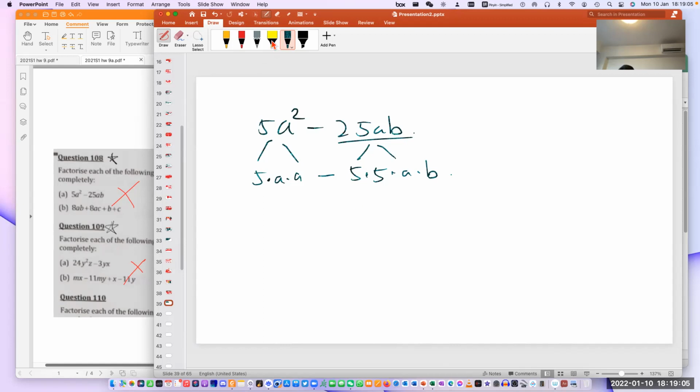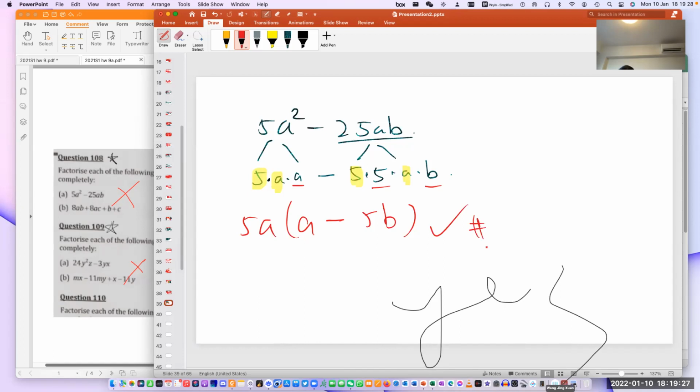So you see that, hey, I have 5 common, I have a common. That's all. So take out my 5a. If I take out my 5a, a is left, minus 5b. Are you clear? That's how you factorize, and this is the answer. Okay, pretty fast, right? Okay, good.